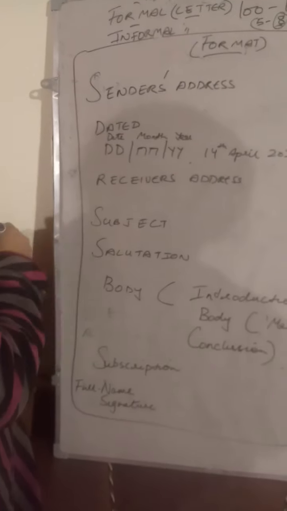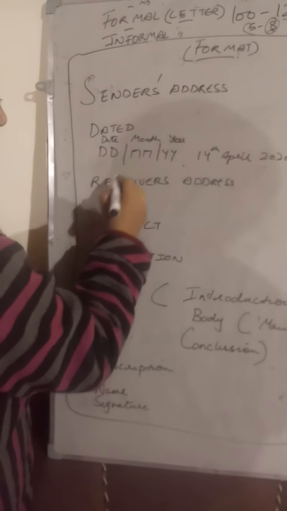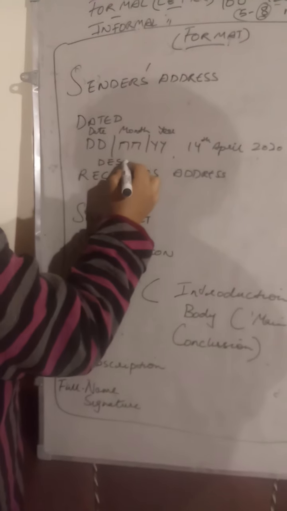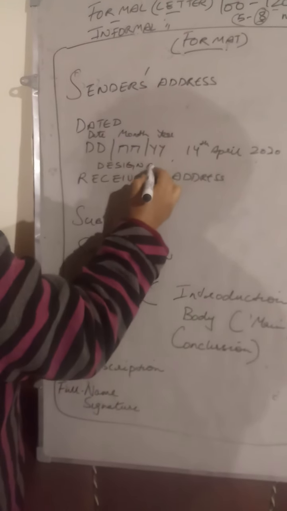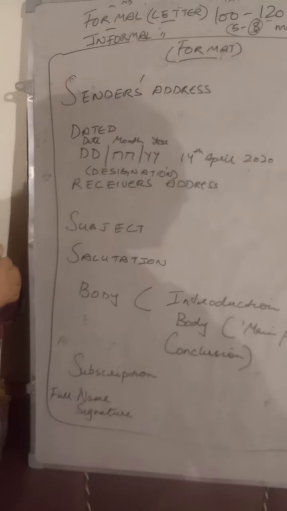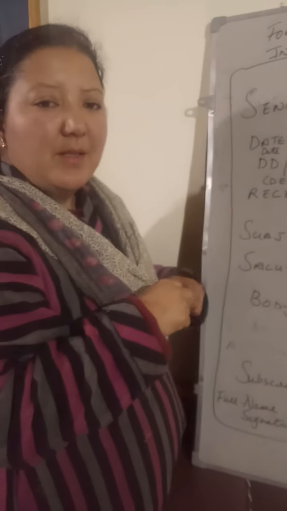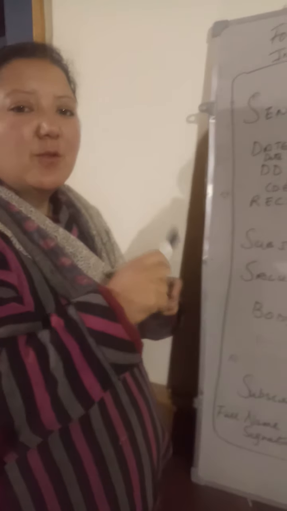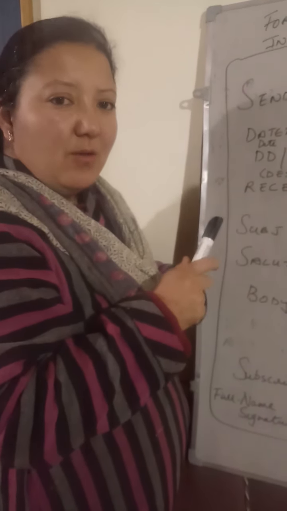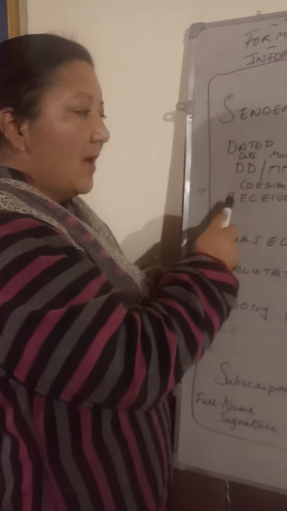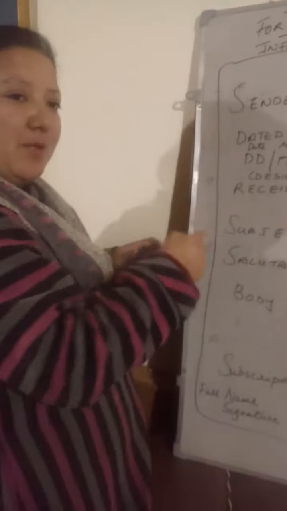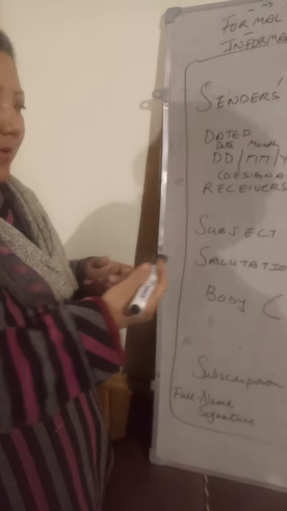This is how it goes. Before the receiver's address, you write his designation, as in the position that he is holding when you're writing. Let's say, for example, you're writing a letter of complaint to the manager of Amazon. So you just write: To the Manager, Amazon Company. That's how it goes. And then the subject, that means you need to tell me what you are talking about.